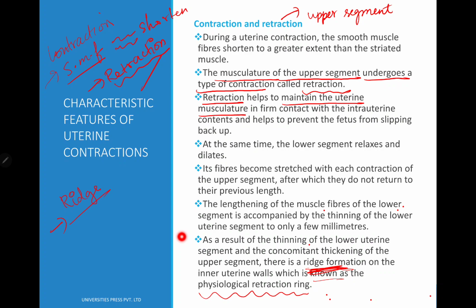So ridge formation on the inner uterine walls is otherwise known as the physiological retraction ring. So these are the 3 points you need to remember.